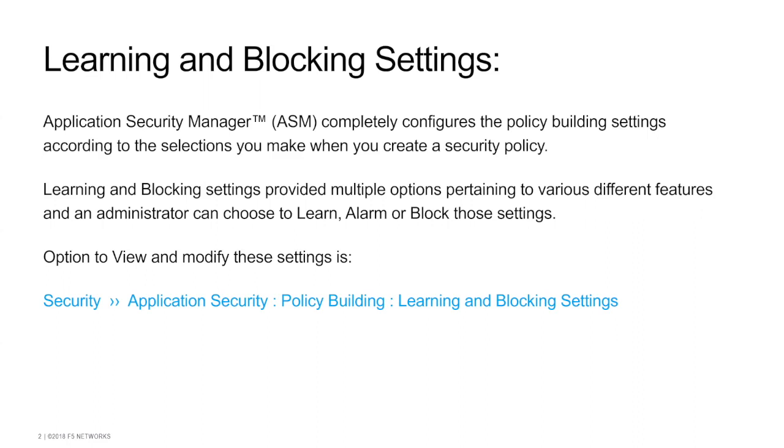Now, these learning and blocking settings provide multiple options for various different features. An administrator can choose whether he wants to learn the policy, alarm the policy, or block it. Those three key settings, learn, block, and alarm, are in the learning and blocking settings. We can view and modify these settings by going to Security, Application Security, Policy Building, Learning and Blocking Settings.